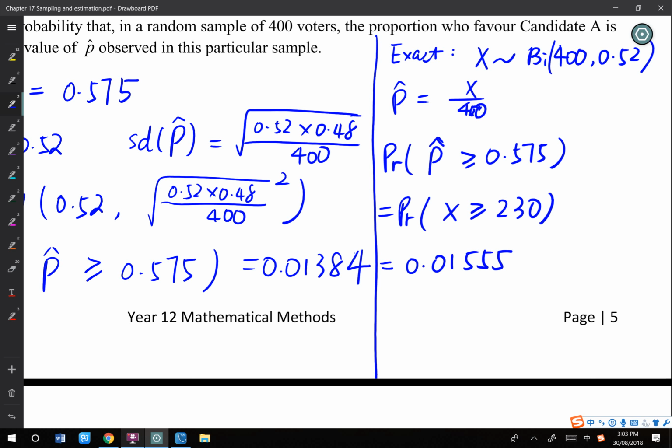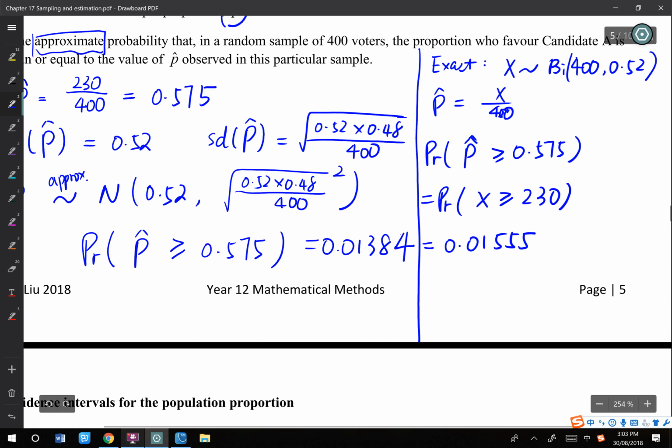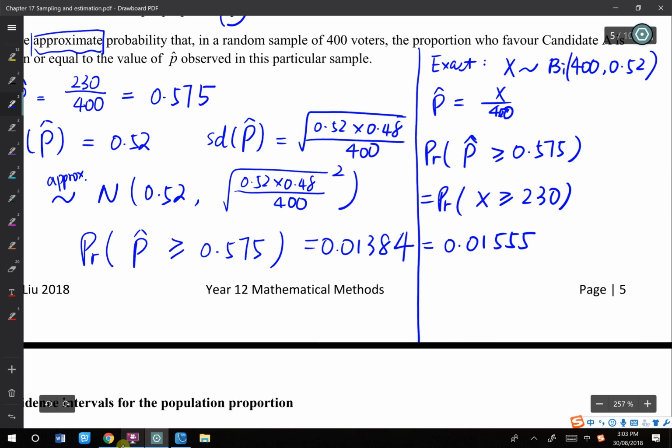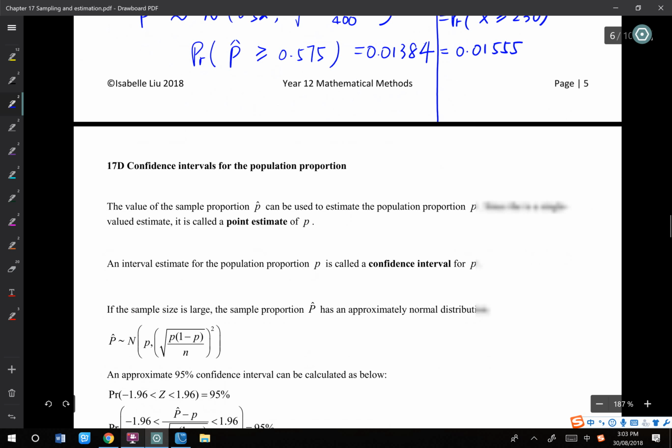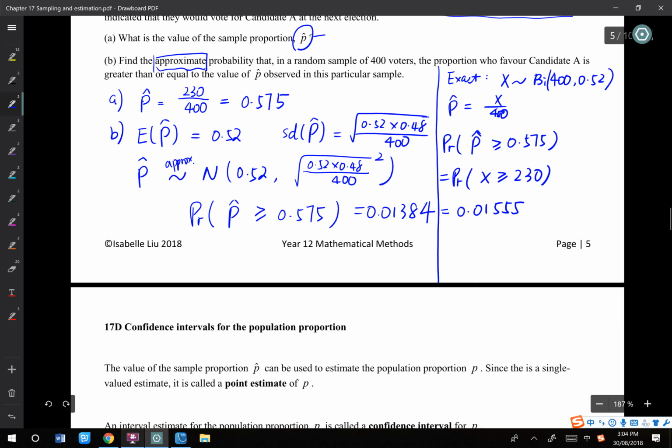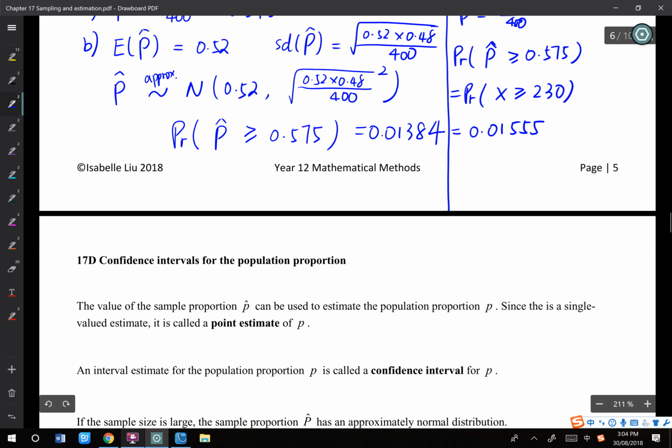Which period do we have class tomorrow? Period 2. Okay, good. Why are we so excited? I think we can finish tomorrow if it's a 70 minute lesson. I'll try to finish confidence intervals tomorrow.